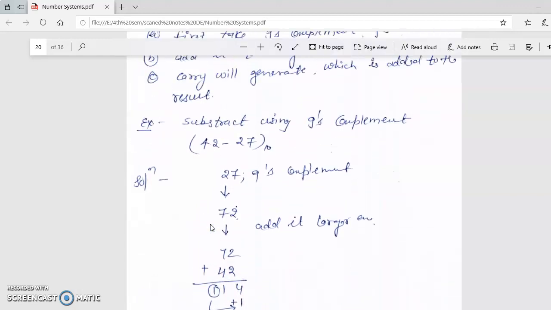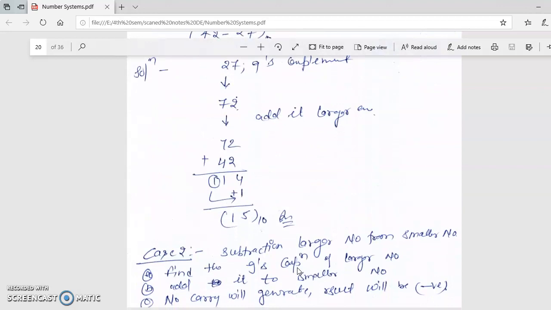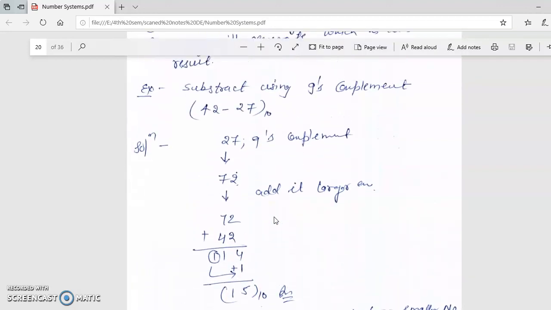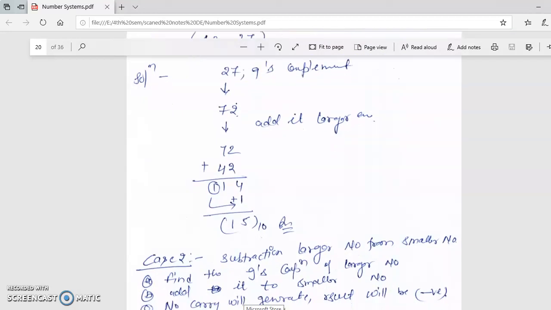Third rule is apply. Carry will generate, which is added to the result. This carry is end around carry and it is added to the true result, that is this one result, and we get the 1 and 5, that is the base of decimal number. So subtraction of 42 minus 27, that is 15, and the base of 10, that is decimal number. Okay students, I hope this is very clear.